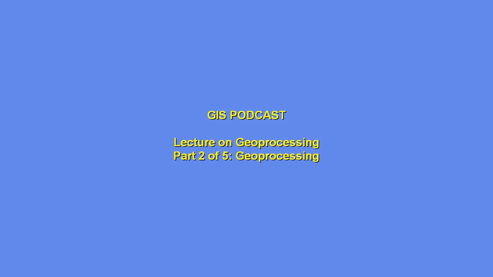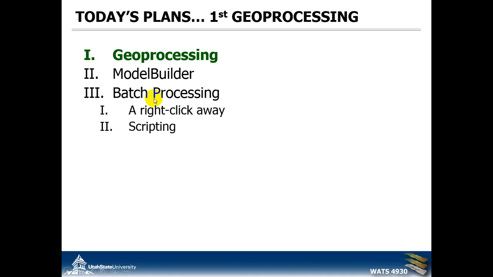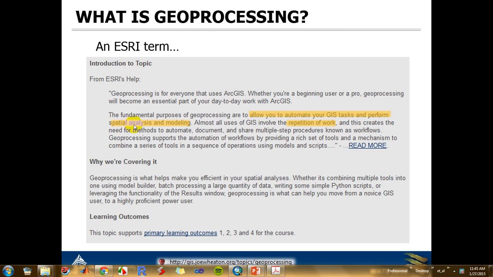Right, so let's get into geoprocessing. Geoprocessing is a term that Esri made up for doing spatial analysis in ArcGIS. And from their help, this is their sort of definition.